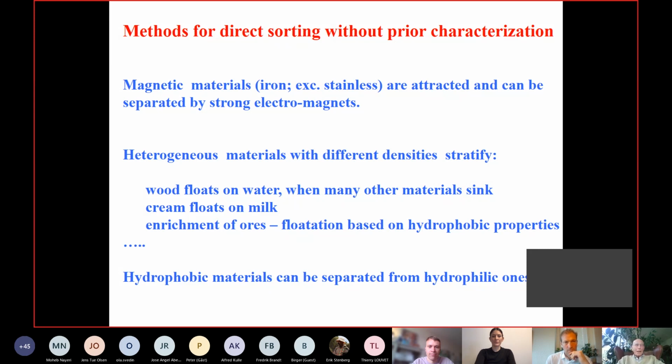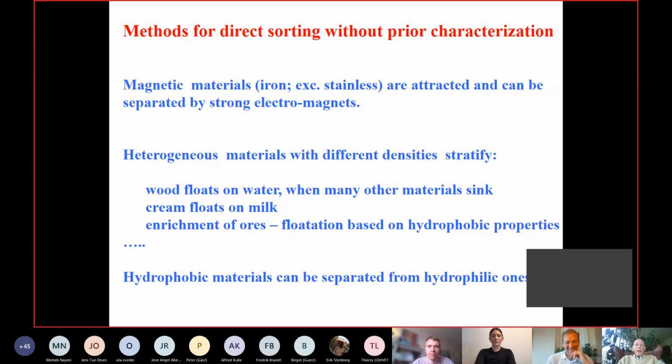We heard just about magnetic materials. Iron is attracted, stainless steel doesn't work, it's not magnetic. Magnetic materials can be separated by strong electromagnets. We don't need any sensors for that. Heterogeneous materials with different densities stratify and form layers, like we know wood floats on water, while most other materials sink. Cream floats on milk.